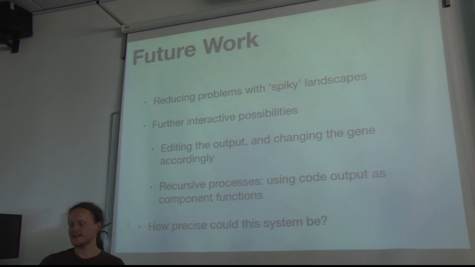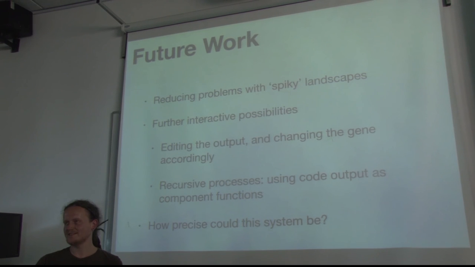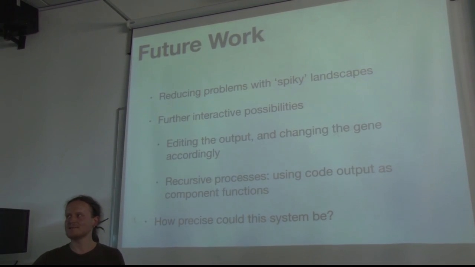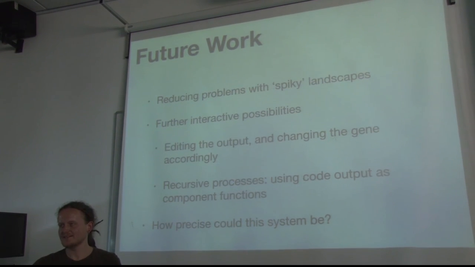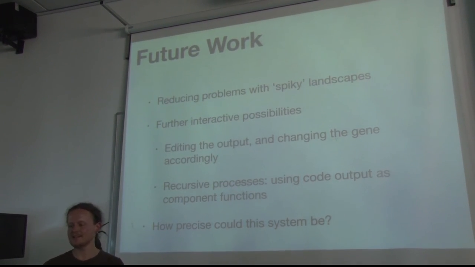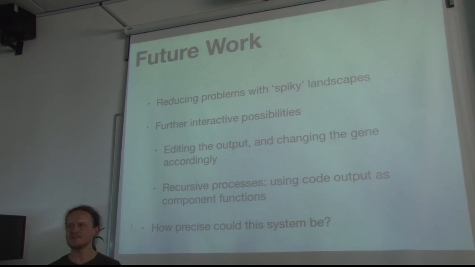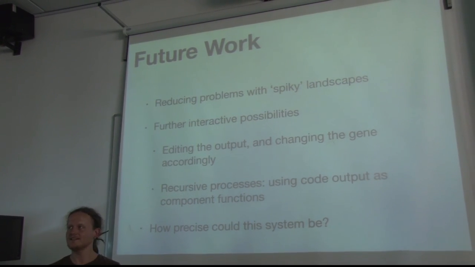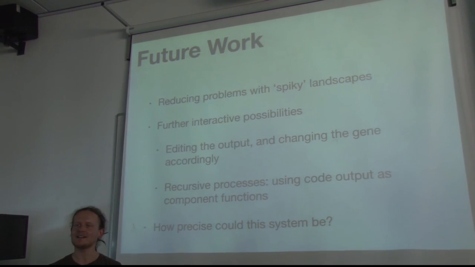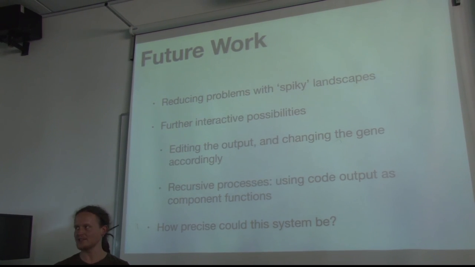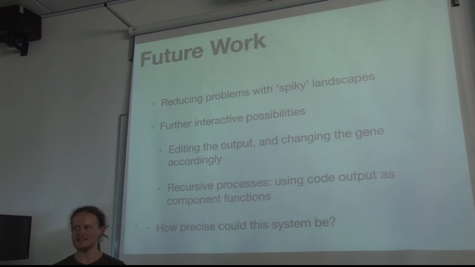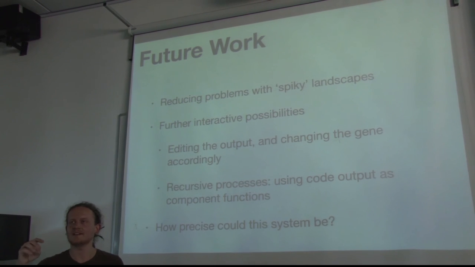So future work. I'm working on getting rid of these spiky, or smoothing out these spiky landscapes. I'm interested in having a look at some kind of further interactive possibilities. So one thing would be to take the code that this system outputs and edit it and have it reflected back in the gene that it came from. So you've got a bi-directional relationship between the system generating the numbers and the code output. But maybe that's quite challenging because of the non-linearity.